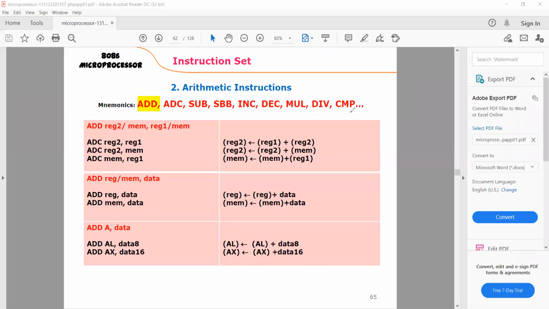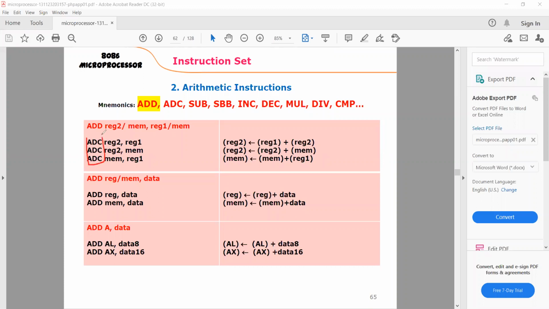Coming to the first one, ADD. We can use this add instruction between registers, or between a register and a memory, or between a memory and a register. Those are all the possibilities. The first category is either between two registers, or between a register and a memory, or between a memory and a register.